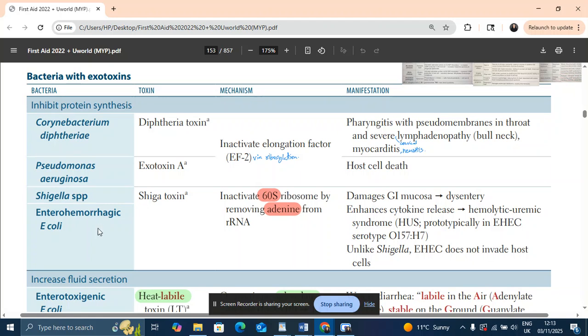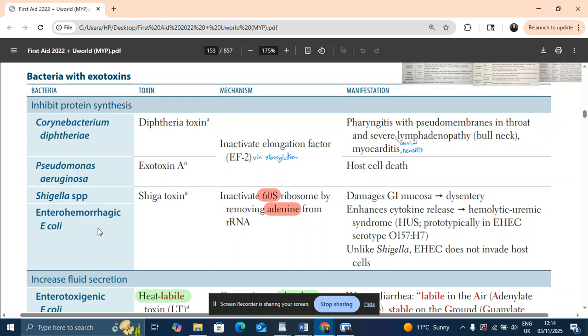Now we will talk about Shigella and enterohemorrhagic E. coli. Shigella and enterohemorrhagic E. coli, easy peasy. They both produce Shiga toxin. You should remember just one toxin for Shigella as well as enterohemorrhagic E. coli. They both produce a similar toxin, which is Shiga toxin.